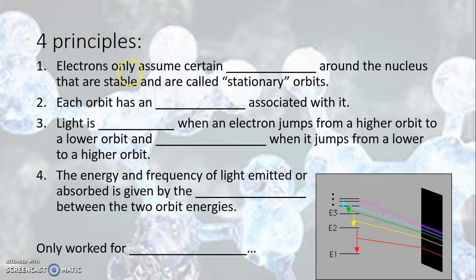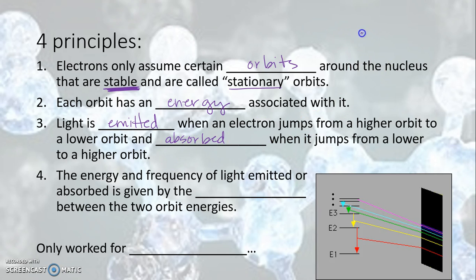His principles said that electrons only assume certain orbits around the nucleus that are stable. Everything's looking for stability, and we call them stationary orbits because they follow that same orbit, that same path each time. He also said each orbit has an energy associated with it, and light is emitted when an electron jumps from a higher orbit to a lower orbit, and light is absorbed when it jumps from a lower to a higher.